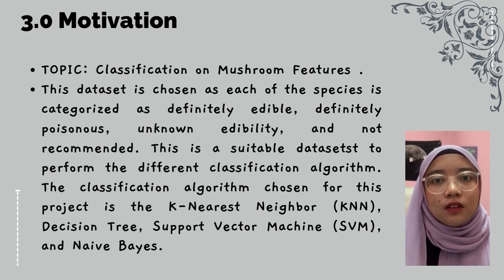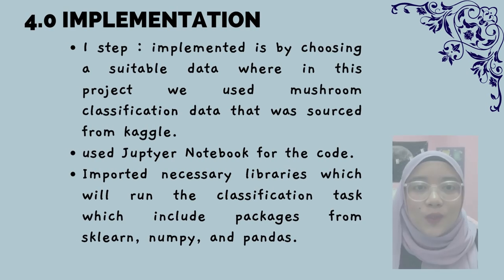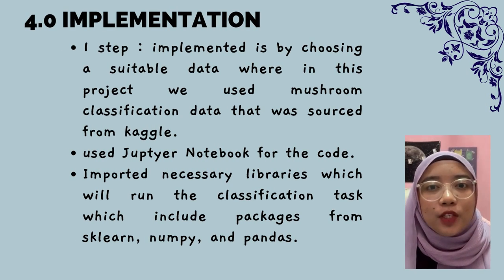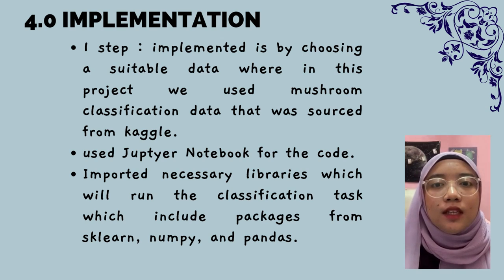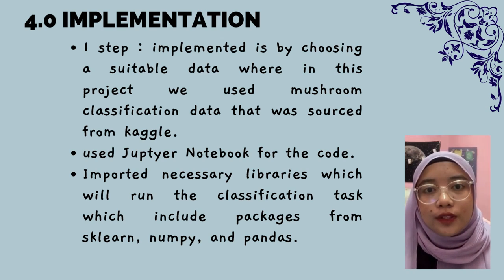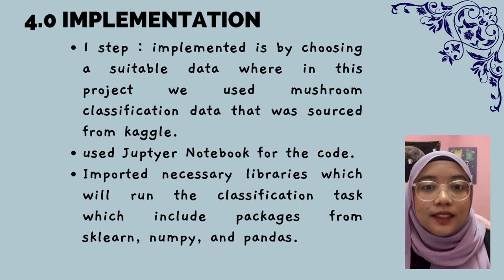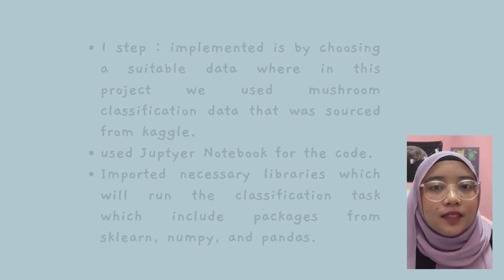The classification algorithms chosen for this project are K-nearest neighbor, KNN, decision tree, support vector machine, SVM, and naive Bayes. So, the first step that we implemented is choosing a suitable dataset, where in this project we use the mushroom classification data sourced from Kaggle. We use Jupyter Notebook for the code. We import the necessary libraries to run the classification task, which include packages from sklearn, NumPy, and pandas.